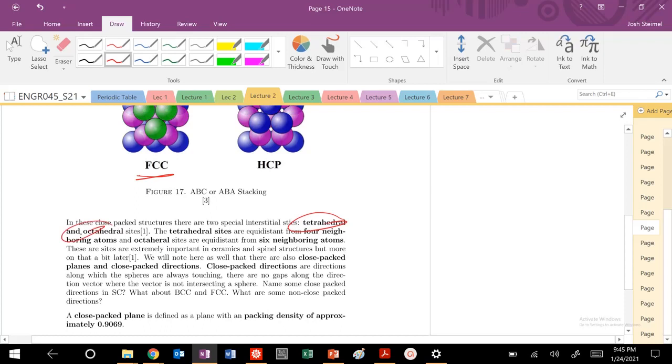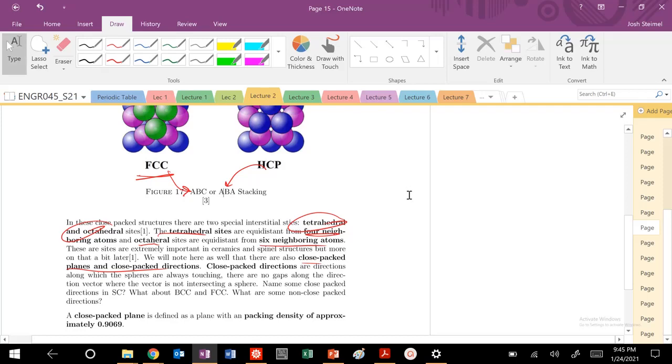We mentioned that in the previous video. Tetrahedral sites, you have these 4 nearest neighbors. Octahedral will have 6. Very important in ceramics, again. So these close packed planes, close packed directions, we're going to get into that in the video after the next video. We'll get more into detail of that. So FCC is ABC, HCP is ABA.